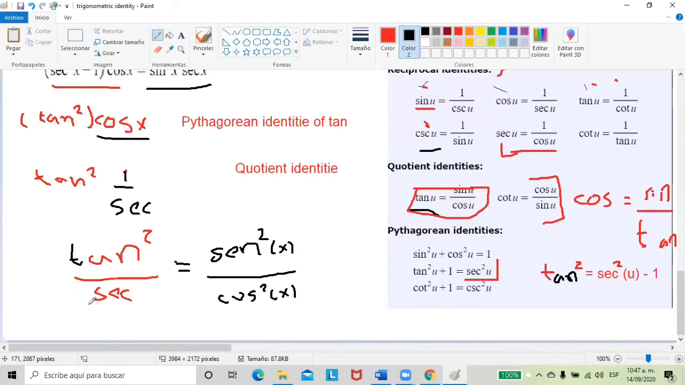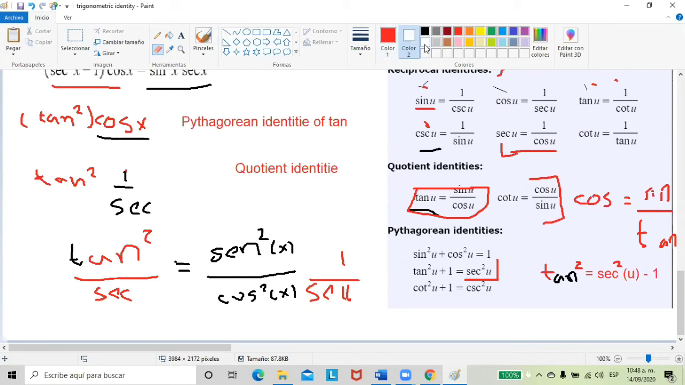Okay, so now we have here that we can eliminate some of them. We cannot eliminate anything here. So if we cannot eliminate anything here, that's not the step. We need to transform this secant to another one.